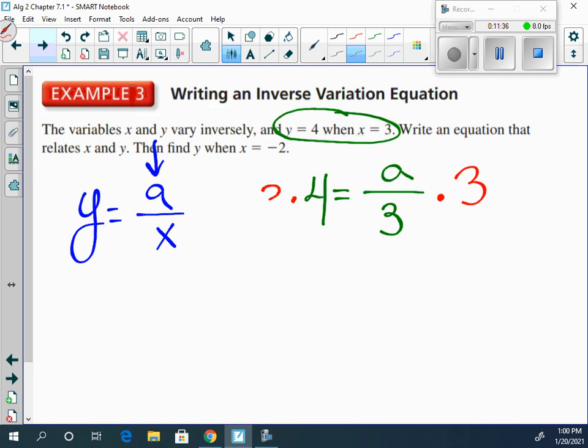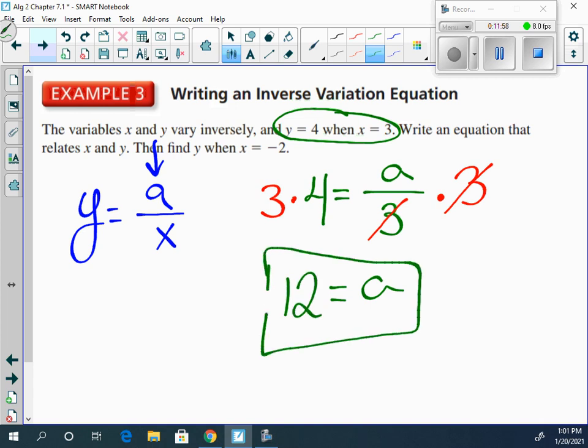I'm going to multiply both sides by 3. Because a divided by 3 times 3, well, the 3 and 3 would cancel out, because we would have 3a divided by 3. And 3a divided by 3 would just become a, because the 3 and 3 would simplify. 3 times 4 would be 12. So the value of a is 12.